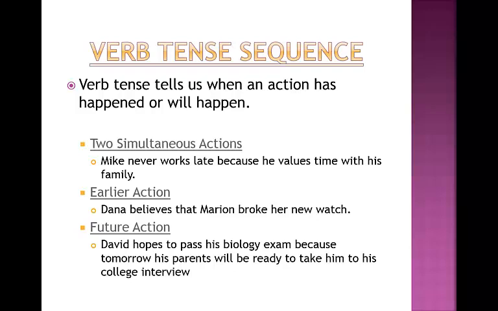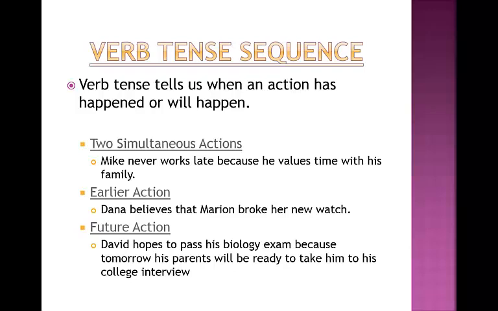An earlier action: Dana currently believes that Marion broke her new watch. We know that the watch has already been broken because of the way the verb broke is written. Dana believes, she currently believes, that this thing that happened in the past is because of Marion.